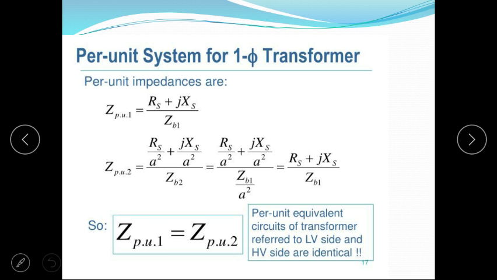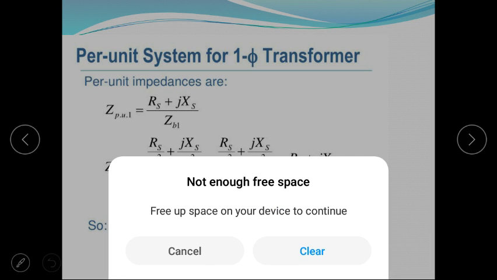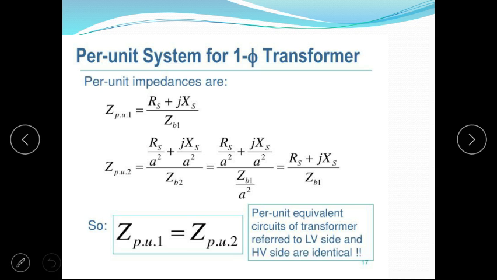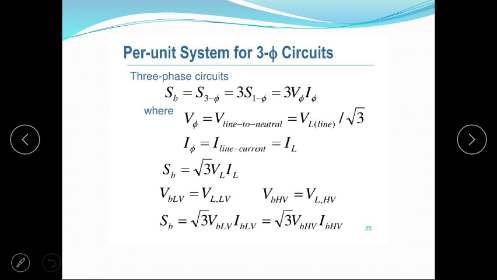Similarly, Z per unit L, or Z per unit on the LV side, is equal to RS plus jXS upon Z base 1, and Z per unit 2 is equal to RS plus jXS upon Z base 2. So we see that Z per unit 1 is equal to Z per unit 2. It means in a per unit system for a single phase transformer, the per unit impedance for the LV side and HV side are both the same. Similarly, for single phase circuit and three phase circuit, we find the per unit values are both equal.